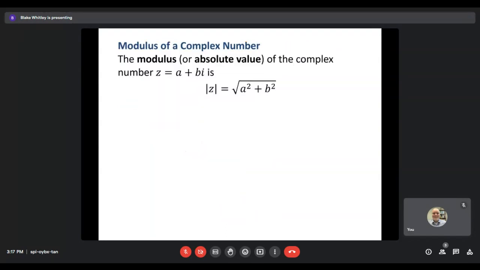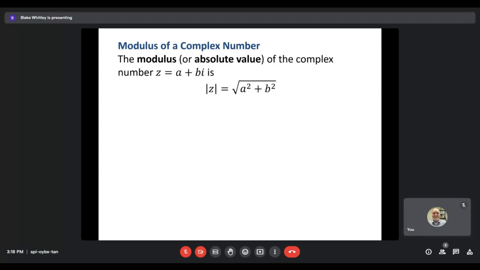All right, now the modulus of a number, okay? So the modulus or absolute value, right? Those two things mean the same thing. The modulus of a complex number is going to be the square root of a squared plus b squared. So we take the real part, we square it, we take the imaginary part, we square it, we take the square root of that sum, and that's going to give us our modulus or our absolute value of a complex number.